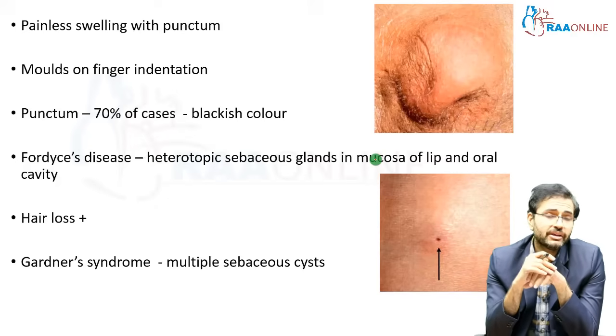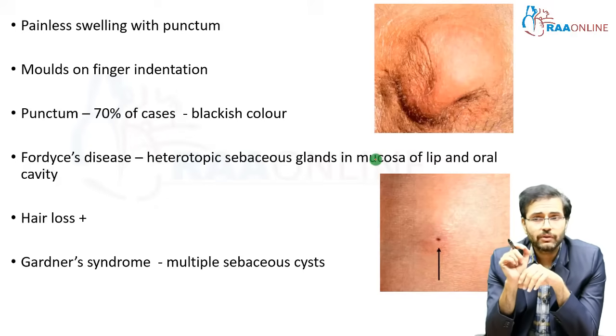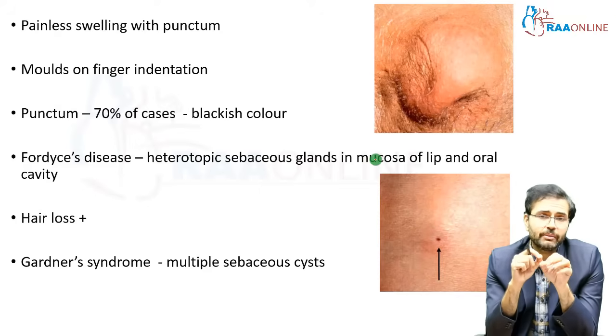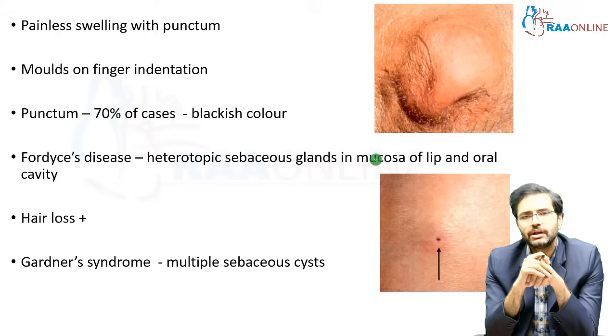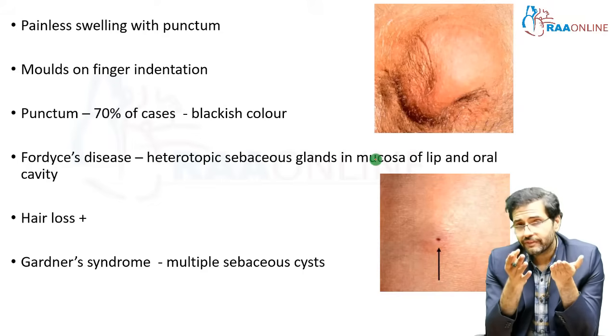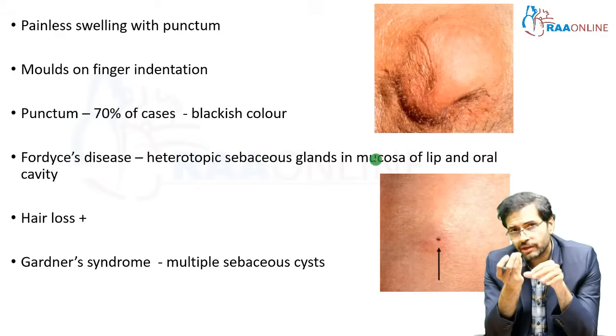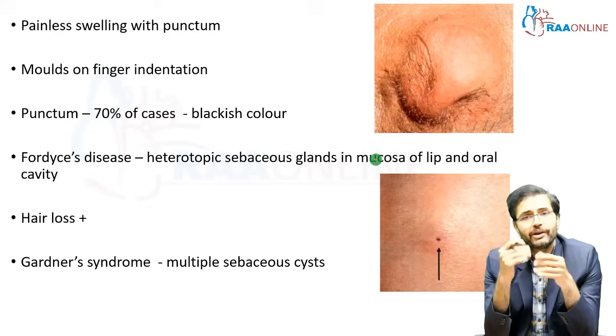In 70% cases, you can have a punctum over the lesion located at the summit of the lesion, which is black in color because of keratinization. Now, why does it occur only in 70% cases and not in all cases? It is because in 30% cases, wherein the duct opens into the base of the hair follicle, you may not have a punctum.